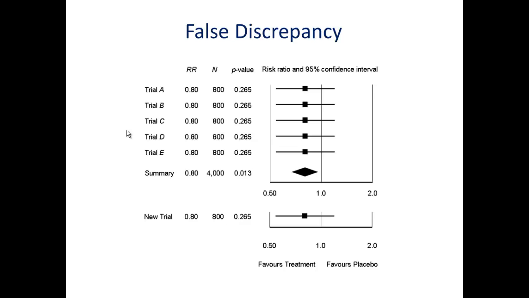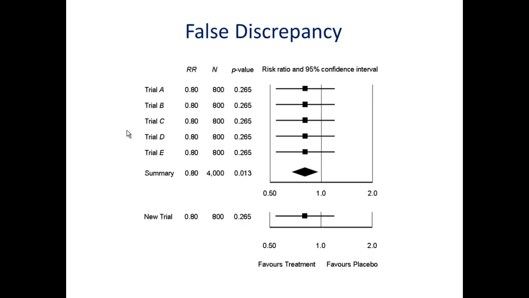Then somebody comes along and does a new clinical trial. They get the same risk ratio, but again, because their sample size is only 800, they get a p-value of 0.65. By Laurier's logic, there's now a discrepancy because this is statistically significant and this isn't statistically significant. I mean, this is wrong on so many levels that it's just really strange.